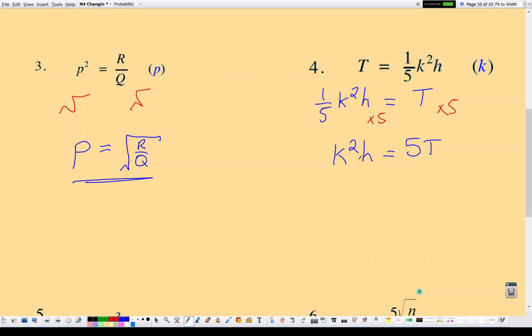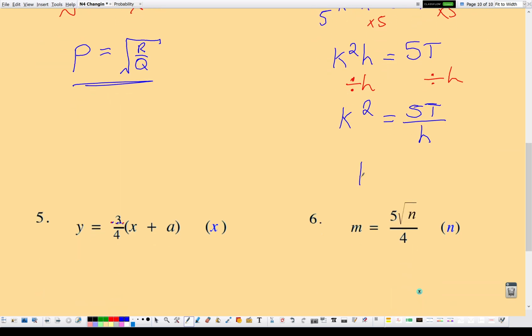Okay, so what we want to do is get rid of this times h by dividing by h. Remember, if the letters are just right beside each other, it means that they're multiplying. So, dividing both sides by h, I'm left with k squared equals 5t over h as a fraction. And the last step is to take the square root of both sides. So that is going to be k equals, remember, square root goes over the entire fraction, 5t over h. Final answer. K is on its own on the left hand side now.